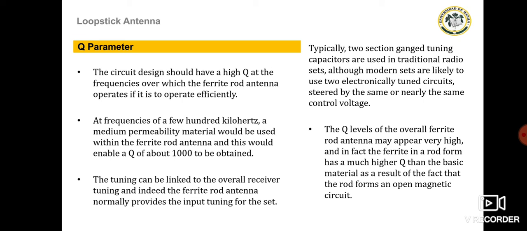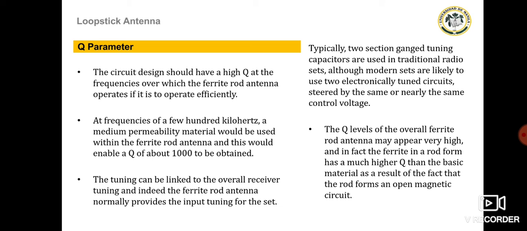The circuit design should have high Q at the frequencies over which the ferrite rod antenna operates if it is to operate efficiently. At frequencies of a few hundred kilohertz, a medium permeability material would be used within the ferrite rod antenna, and this would enable a Q of about 1000 to be obtained. With a Q of this value, it will mean that the antenna circuit will need tuning if it is to operate over more than a single channel or frequency.